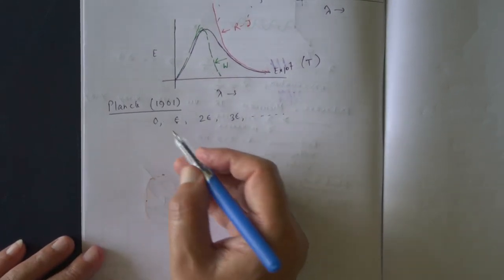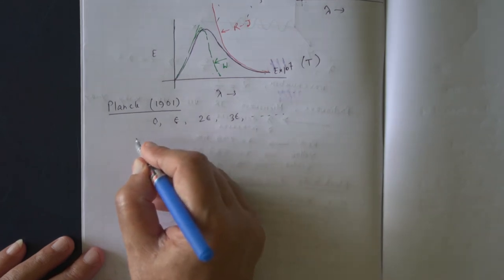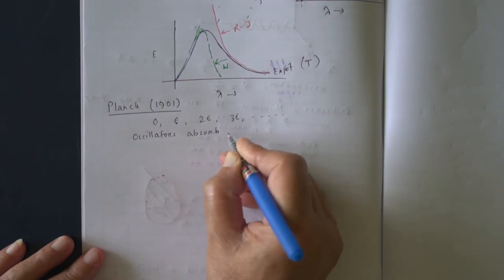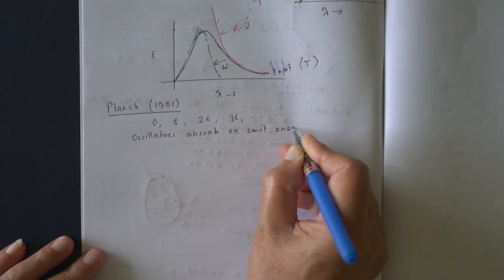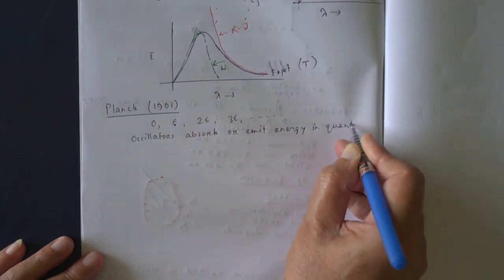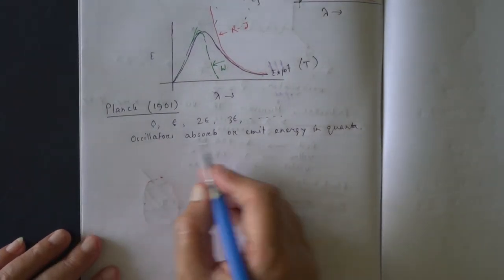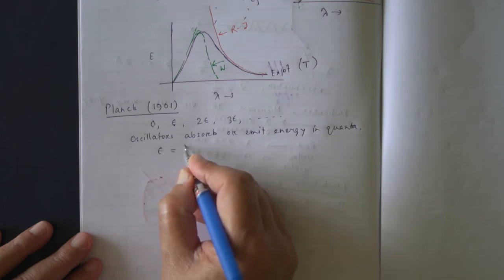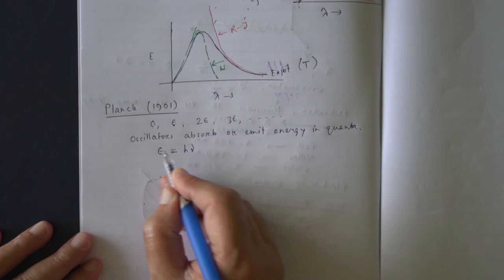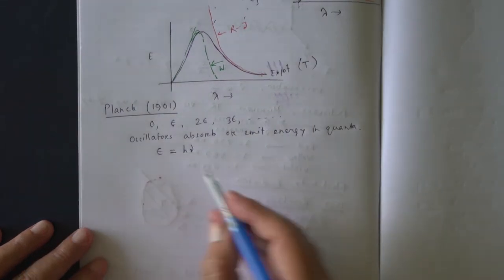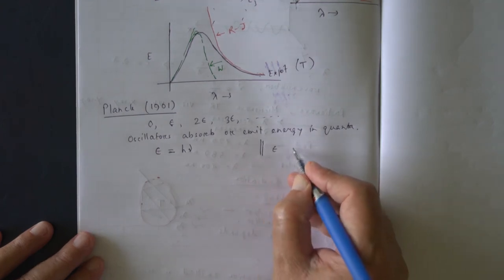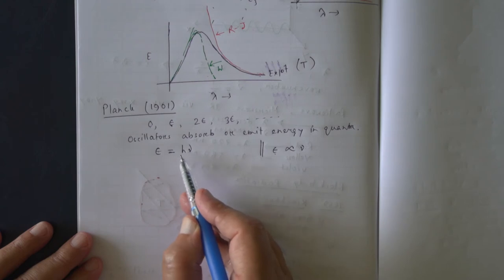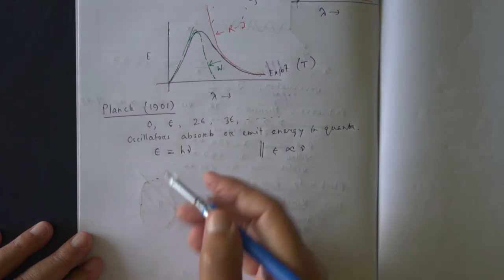We say that the oscillators absorb or emit energy in quanta. Oscillators absorb or emit energy in quanta. Quanta means like this. And what is epsilon? Epsilon equal to h nu. That means, actually, the energy of an oscillator is proportional to frequency. That means energy is equal to this, where h is Planck's constant. Okay. So that was Planck's idea.